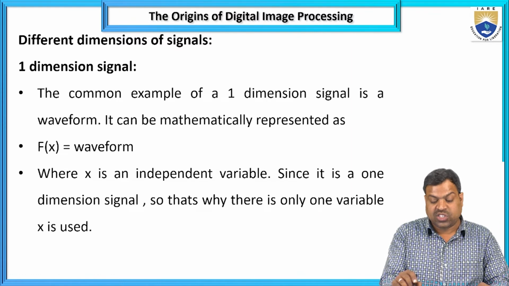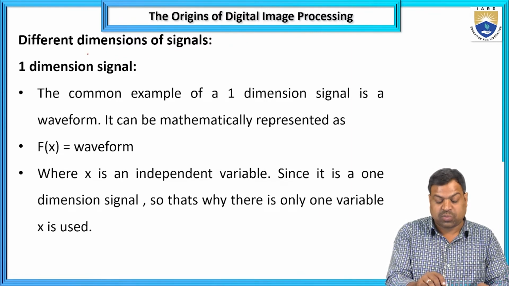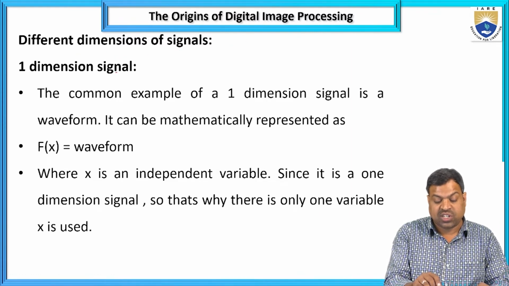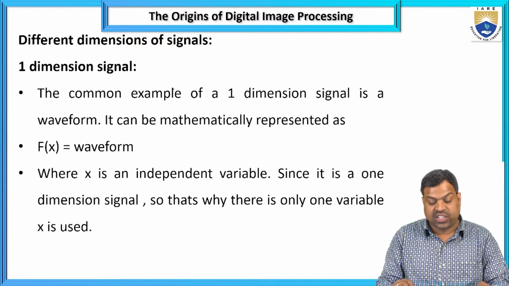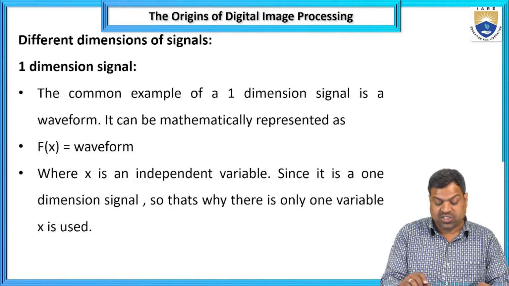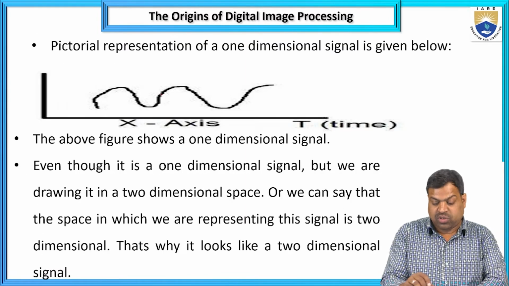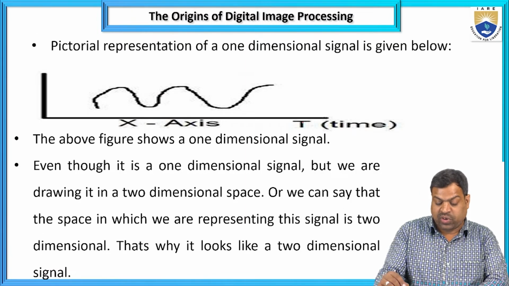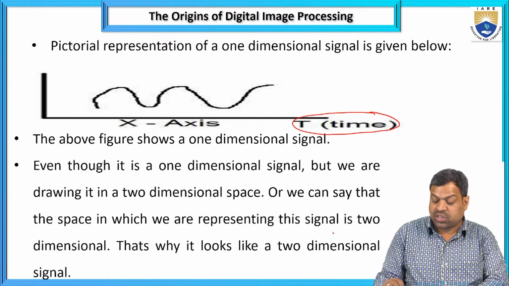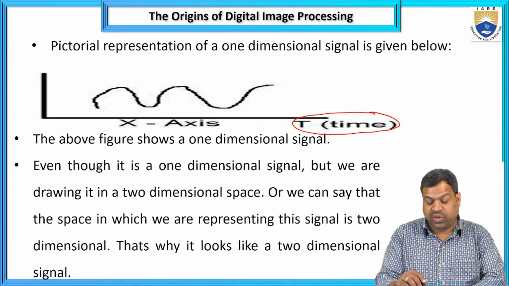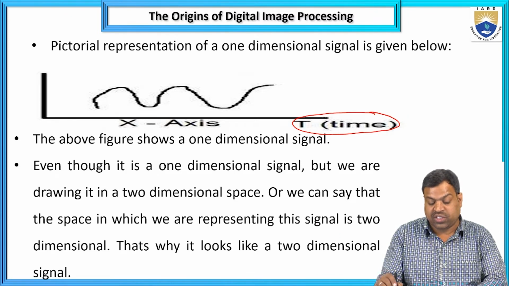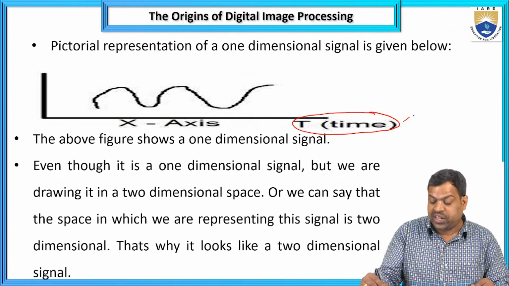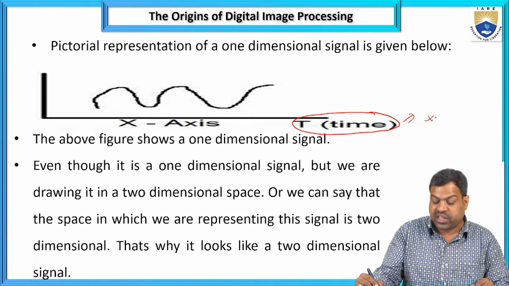Another one, the origins of the different digital image crossing different dimensions of signals. What are the different dimensions? One dimensional, two dimensional, and three dimensional. So what is a one dimensional signal? I am taking one example. It is one dimensional. Why? Because I am taking only the x-axis. I have to take the time of the wave, so I need only one side. I need only time, nothing else. That is the reason I am taking the x-axis only.